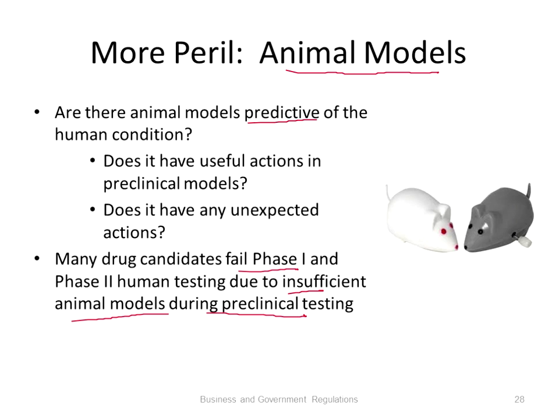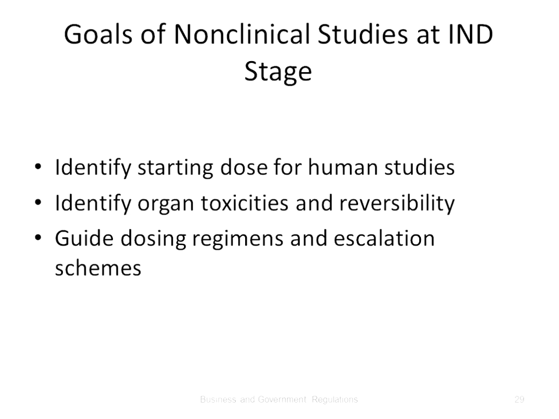So for the people in toxicology, you need to have really good people who have studied this kind of thing. How predictive is a particular animal model in humans, right? Does it have useful actions in preclinical models? Does it have any unexpected actions? So you want to study that. You want to choose the right animal models and the right number of animal studies to be confident that when you move into humans, you're going to have good results.